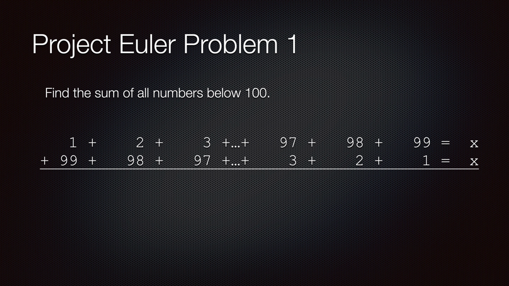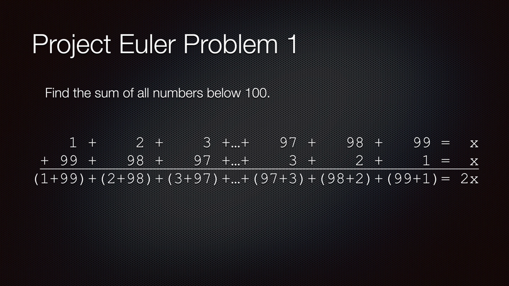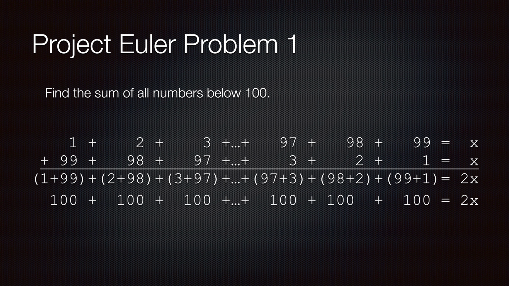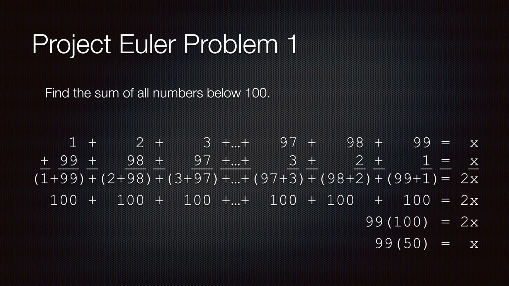Now what would happen if we added these two equations? Did something interesting just happen? Now, how many 100s do we have? I count 99 100s. Let's divide by 2. 99 times 50 is 4,950. Please feel free to double check my math.